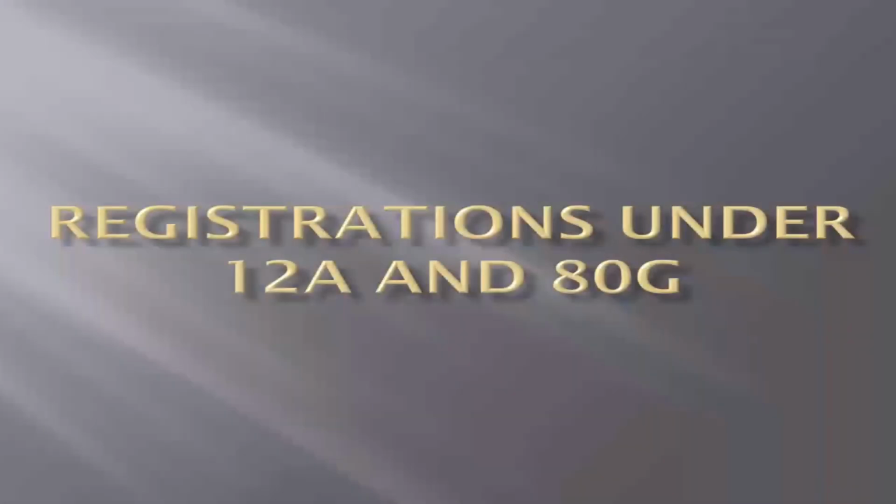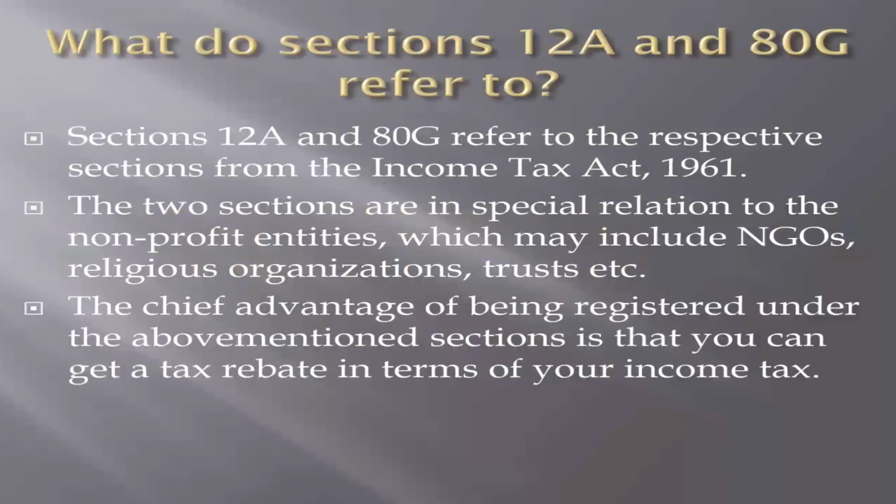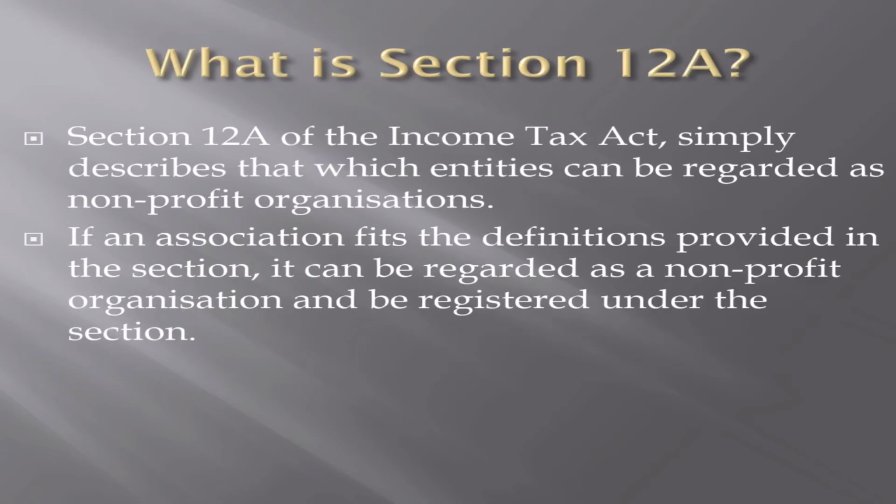Registration under 12A and 80G. What do sections 12A and 80G refer to? Sections 12A and 80G refer to the respective sections from the Income Tax Act 1961. The two sections are in special relation to the non-profit entities, which may include NGOs, religious organizations, trusts, etc. The chief advantage of being registered under the above-mentioned sections is that you can get a tax rebate in terms of your income tax.